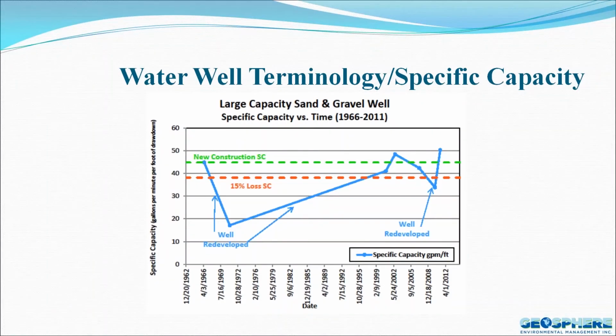And you want to make sure that you measure your specific capacity at the same time of year, each year, because you have different water levels and maybe different water chemistry. So you want to compare apples to apples and not apples to oranges when you do this.